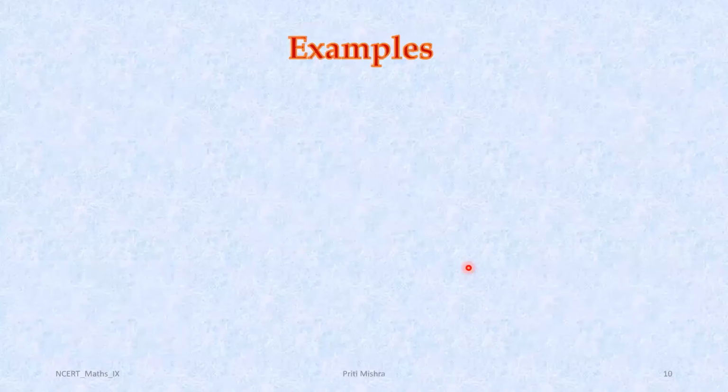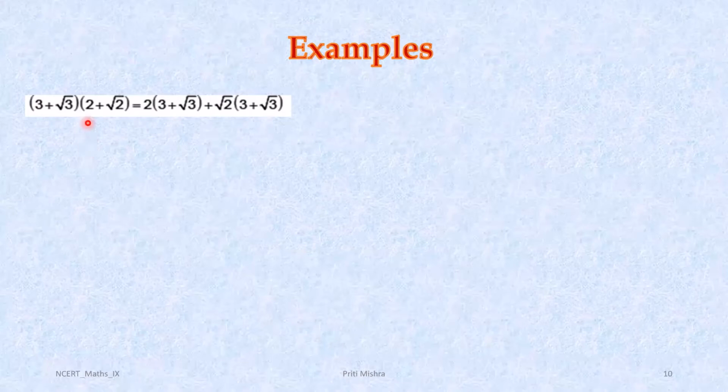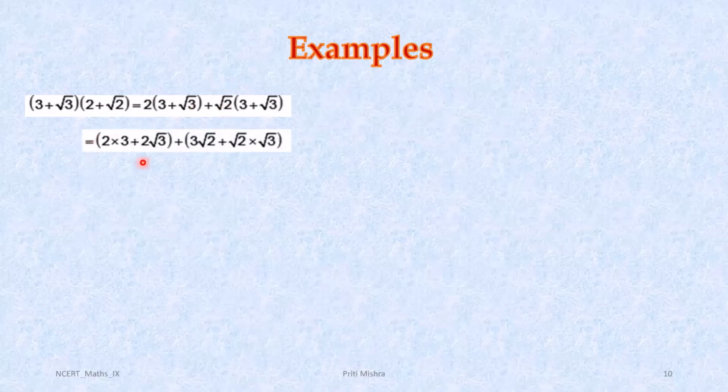Now let's have some higher order examples. Here we are having a question where we have to multiply 3 plus root 3 and 2 plus root 2. So at first we are going to distribute this term 3 plus root 3 over these two numbers, over 2 and square root 2. So we have distributed. Now this 2 will be multiplied by these two numbers individually, and this root 2 will get multiplied by these two numbers individually. So we will be having this step like this.